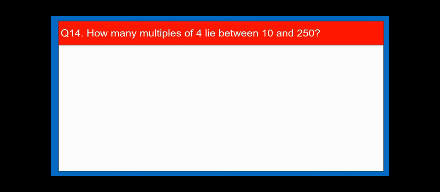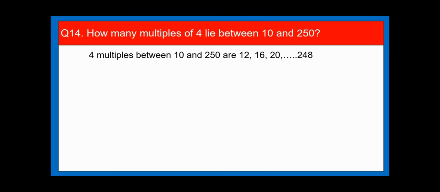10 is not divisible by 4, 11 is not divisible by 4, and the next number 12 is divisible by 4. Therefore, the first multiple of 4 between 10 and 250 is 12. The multiples are 12, 16, 20 and so on.